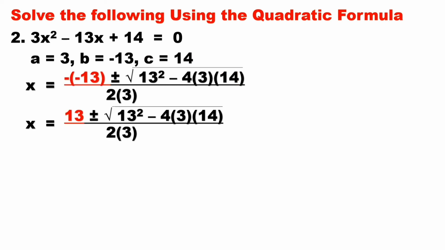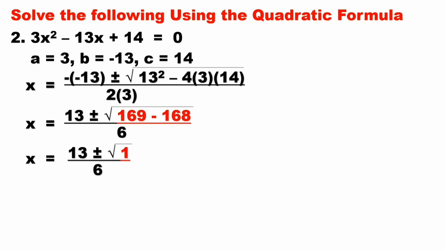Continue to simplify. Negative times negative 13 is positive 13. 13 squared equals 169. Negative 4 times 3 times 14 equals negative 168. 2 times 3 equals 6. Simplify next. Square root of 169 minus 168 equals square root of 1. Square root of 1 equals 1. Once again, the temporary values of x equal 13 plus and minus 1 all over 6.